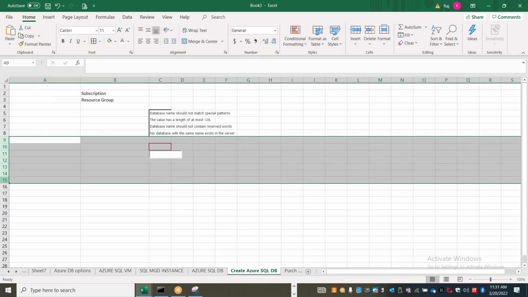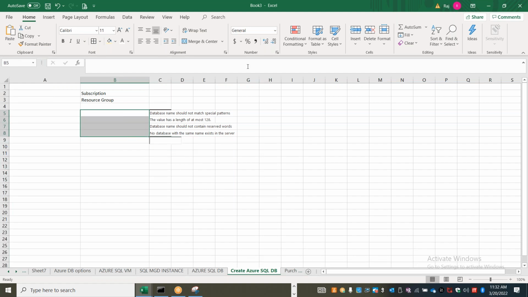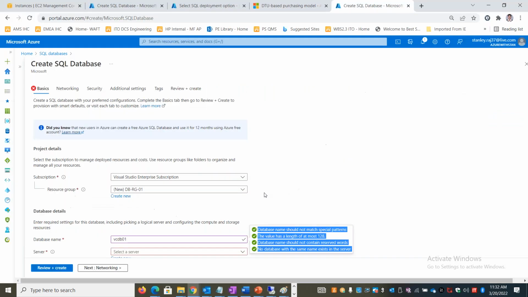So it is an Azure hosted database, right? You cannot have the same name across different databases. So when you select a database name, you should make sure that it does not have any reserved words and all those things. So you are giving the database name. Now you also create a SQL Server instance, but you will not have access to it. You can just give it a name and Microsoft will take care of it.